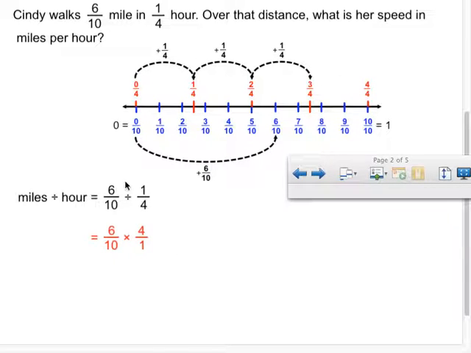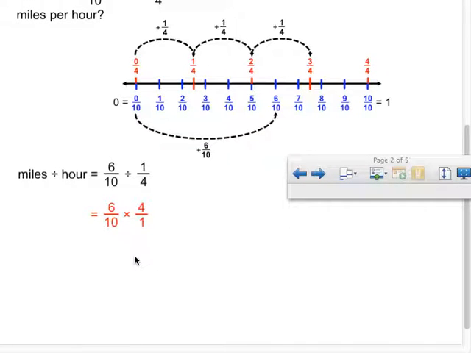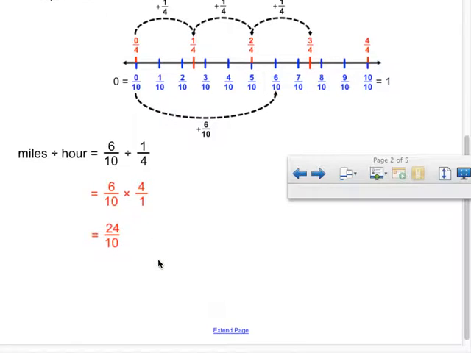Right, we have to multiply by 6/10. So we keep the first fraction, change the operation, find the reciprocal. Can you simplify that for me? What's that going to become when I multiply that out? 20 over 10?